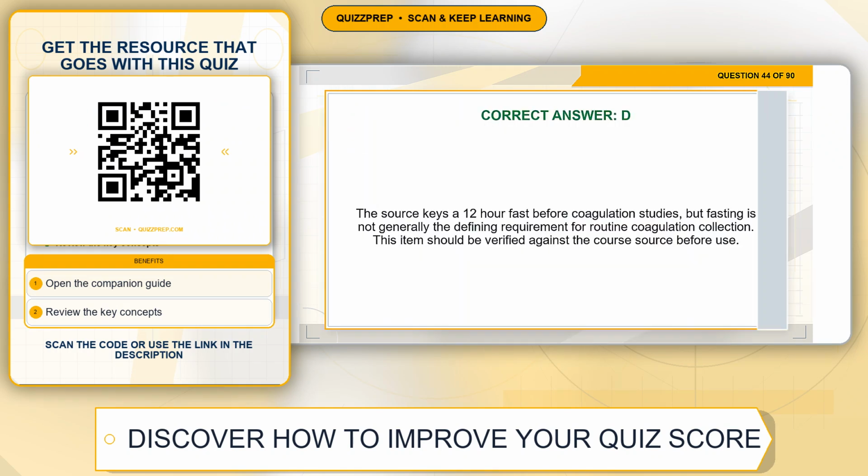Explanation. The source keys a 12-hour fast before coagulation studies, but fasting is not generally the defining requirement for routine coagulation collection. This item should be verified against the course source before use.